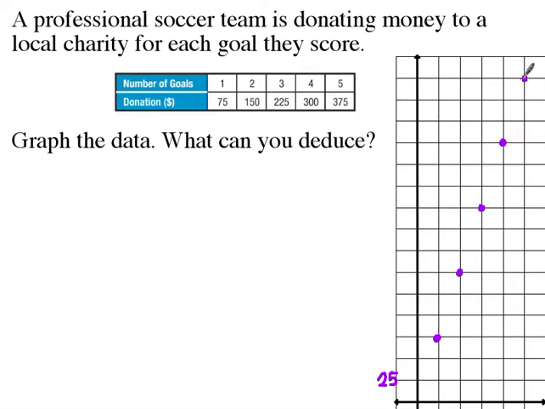Now I have another question. What would it be at 0? If they score 0 goals, what would they actually donate to the charity? Nothing. So it actually goes through the point 0, 0. So let's go ahead and draw our line through that.